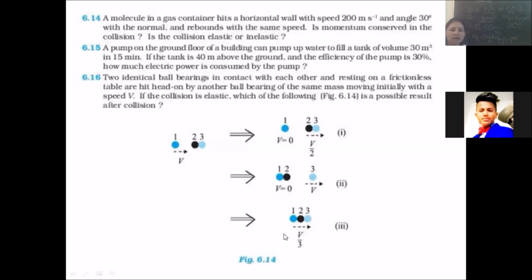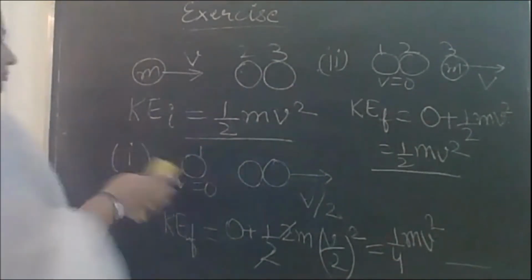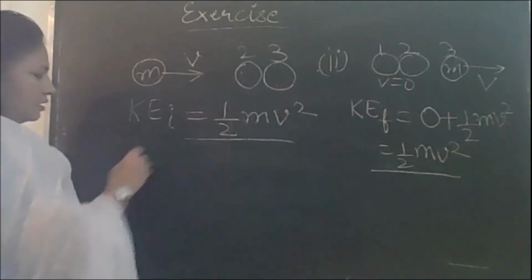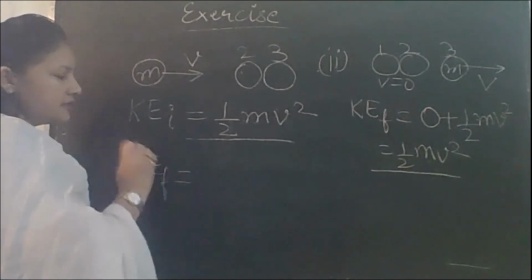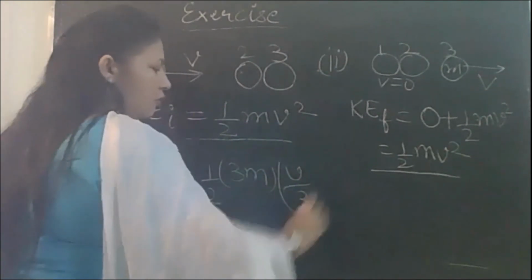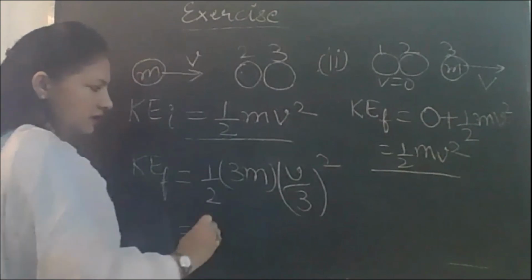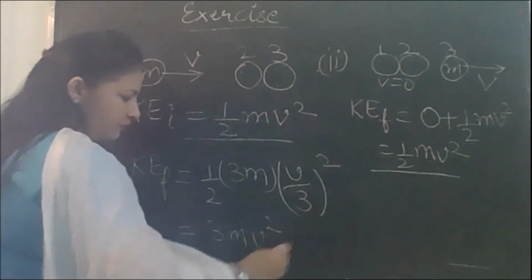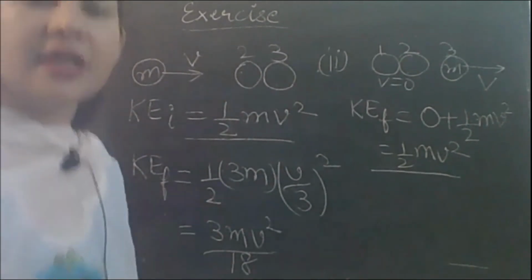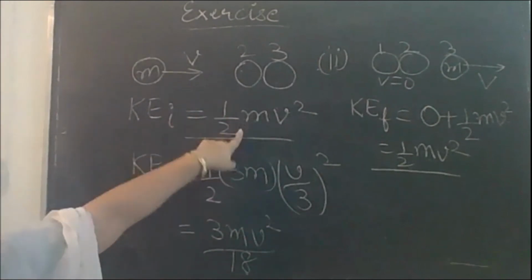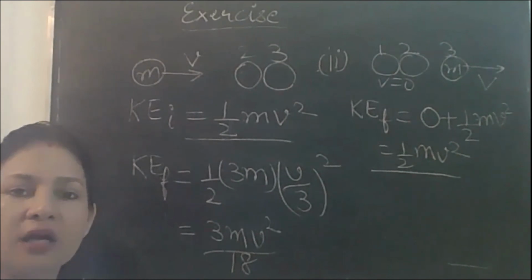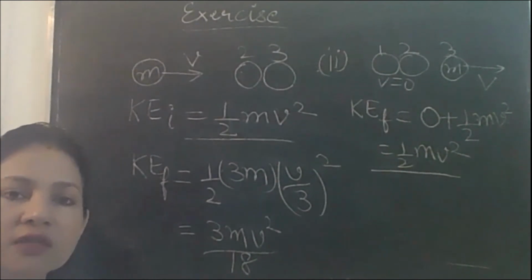So let us calculate how much it will be in the third possibility. In the third case, the final kinetic energy is half, mass is 3m, velocity is v by 3 whole square. So this is 3 mv square over 18. Again, in this case, the final kinetic energy is not equal to the initial kinetic energy, half mv square. So we rule out the third possibility also. So our answer is the second one, that is Newton's cradle.